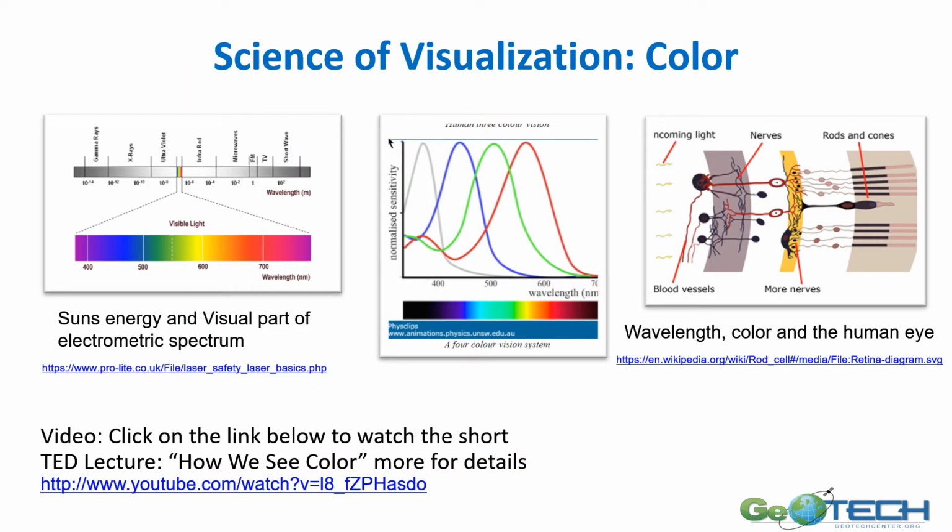Let's briefly explore the science behind how the eye sees colors. The electromagnetic energy from the sun can be reflected from objects it strikes. The human eye can then collect or sense that energy from a narrow portion of the visual part of the electromagnetic spectrum and collects it within the eye structure of rods and cones. Based on the wavelength of that energy, the brain interprets it as a color. This is a simple explanation, and more details about what it really means to see can be found in the TED lecture on How We See Color, video link on this slide.